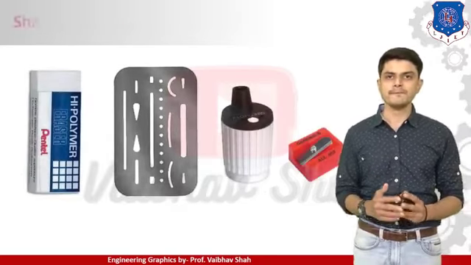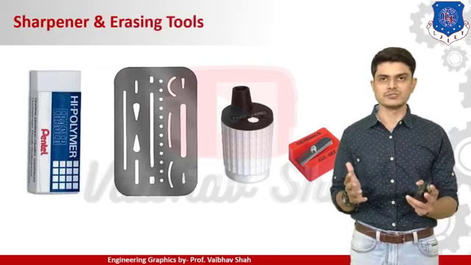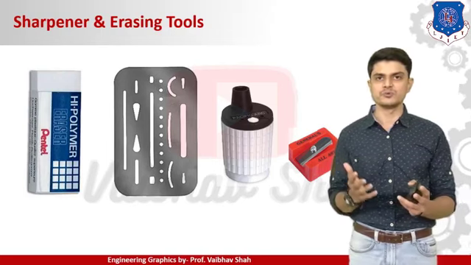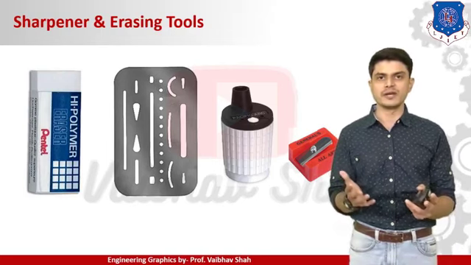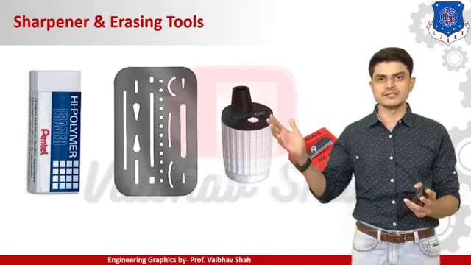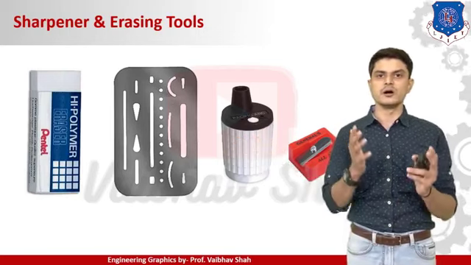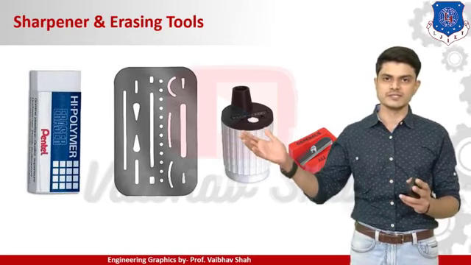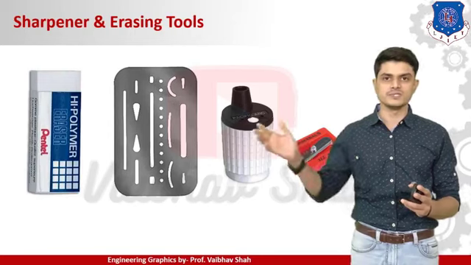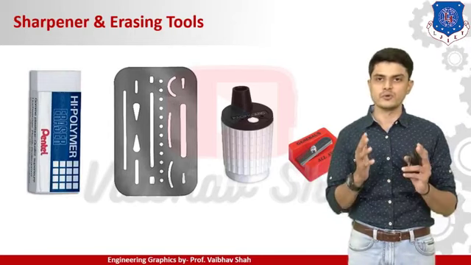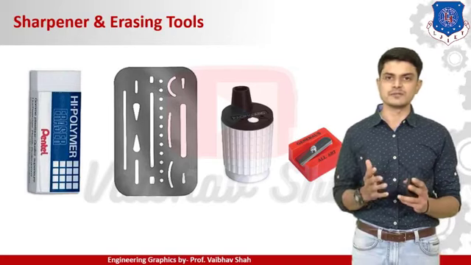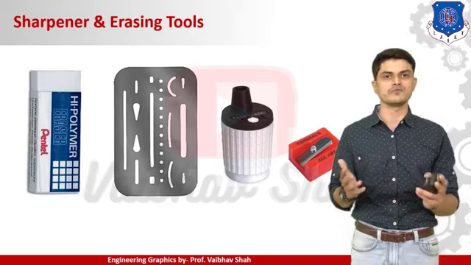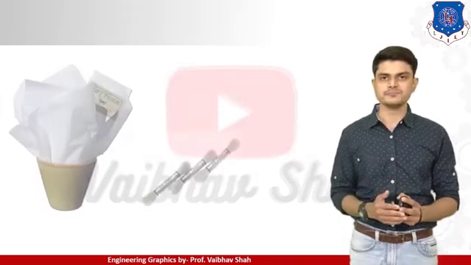Next, these are the sharpener and erasing tools. We need these tools very frequently. If you need to erase a certain portion of a drawing on the drawing sheet, you will use an eraser. This is the erasing shield, a device used to remove a certain portion of the drawing without affecting another portion. We will place the erasing shield on the drawing and use the eraser to remove that portion. Then, these are the various kinds of sharpeners. If you are going to use wooden pencils, then you need this kind of sharpener, otherwise it is of no use.